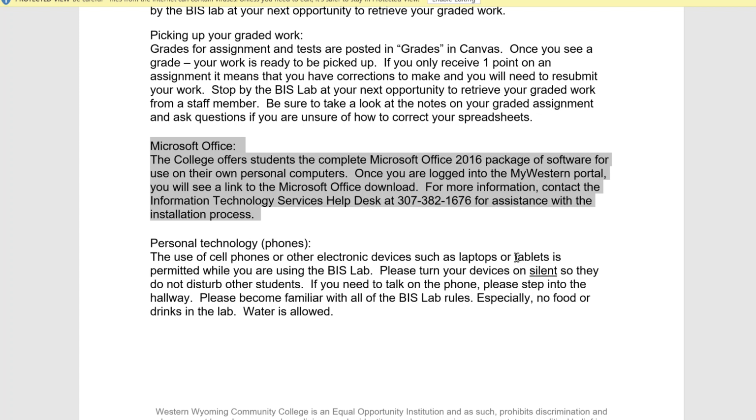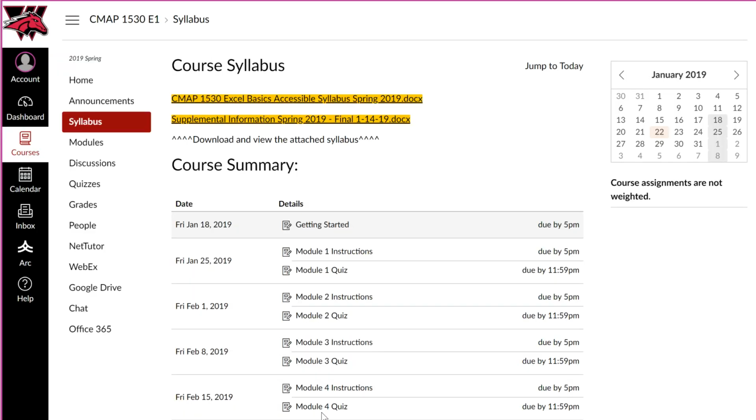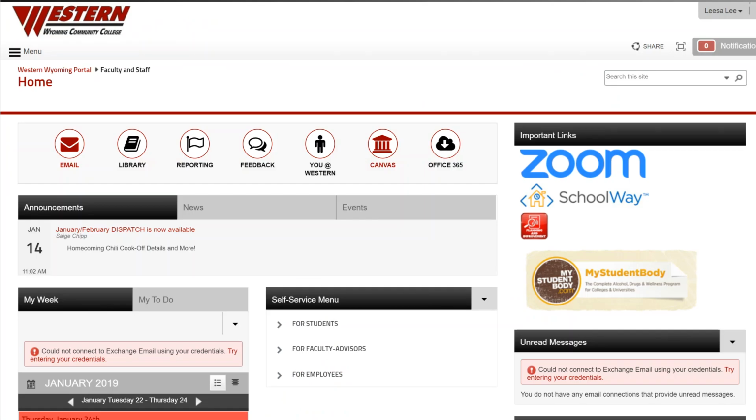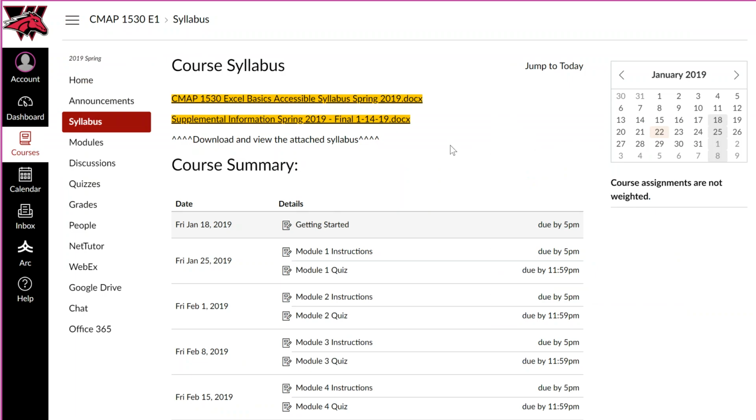If you have more questions about using a Mac in this class, please let me know and I'll give you the best advice I can. Oh, but by the way, Microsoft Office is free for you as a student. And if you have not installed that on your own computer, the way you do that is back to our My Western login. And here's the Office 365 link. Let me click on that.